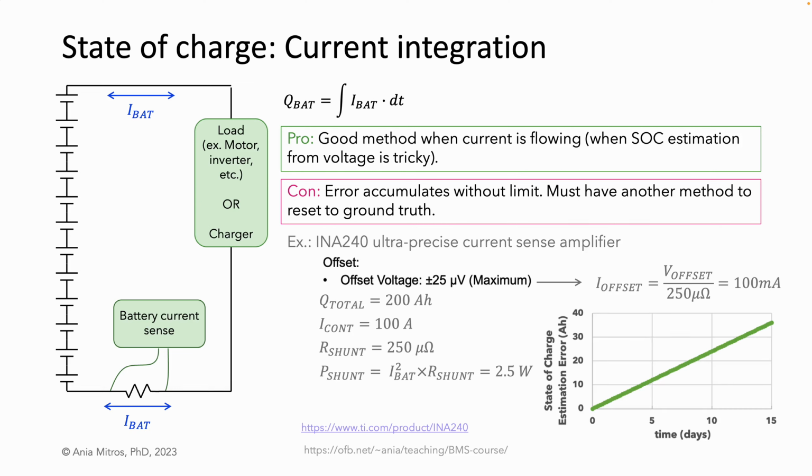And now, imagine that we leave this pack unused for 2 weeks. There's zero actual current flowing, but our current sensor keeps reporting 100 milliamps. We keep integrating 100 milliamps, and by the end of 2 weeks, it looks like we've added or removed 33.6 amp hours. Every day, the BMS sees a change of 1%, though in reality, the state of charge is constant. In many applications, we can accept this rate of error accumulation over an hour or two, but not over days. We need something to correct for that offset error.